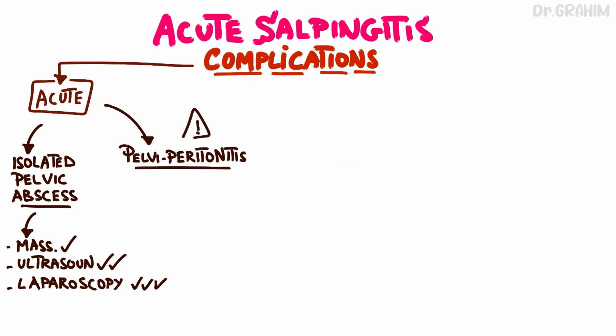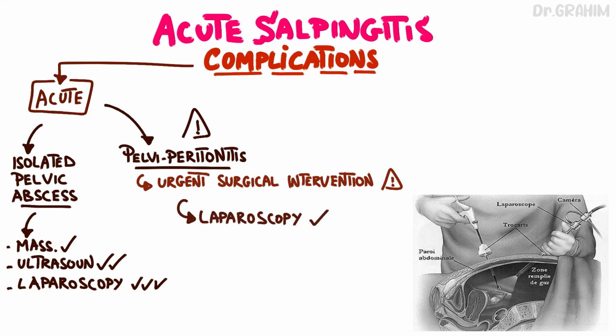Second, the pelviperitonitis. This is a serious complication requiring an emergency surgical intervention. It is accompanied by a severe infectious syndrome that can progress to more complicated forms such as pyosalpinx, the accumulation of pus in the fallopian tube, or an ovarian abscess. In this case, laparoscopy is the technique of choice. It allows not only assessment of the extent of the peritonitis, but also targeted and effective treatment to drain the infected collections.